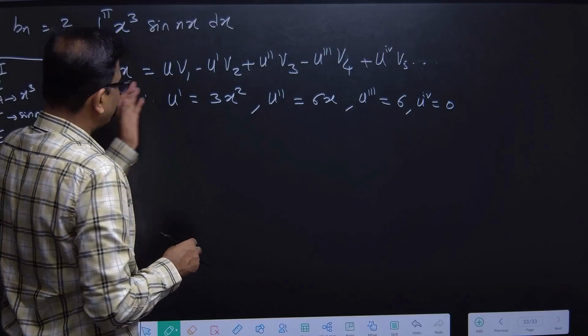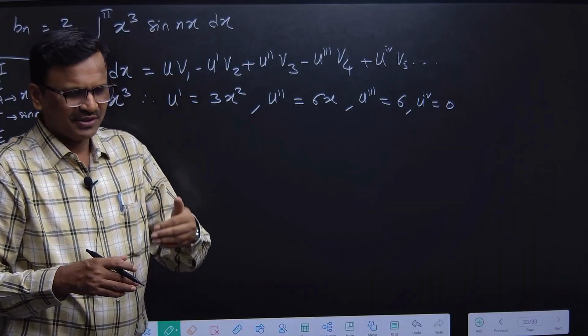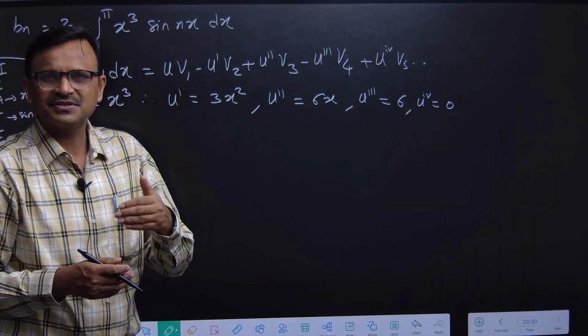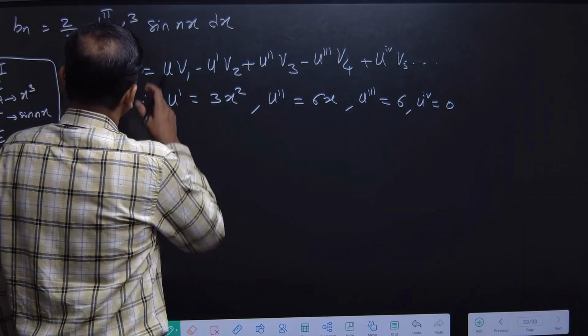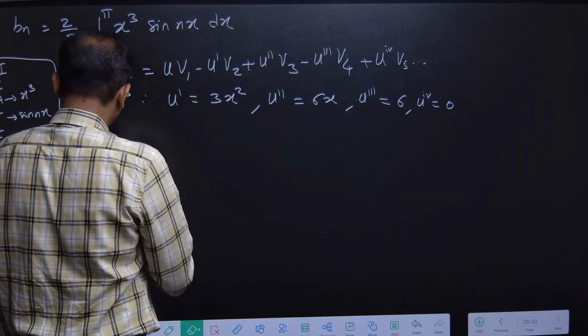Now remember, we can apply this shortcut formula only when u is algebraic, some term like x, x square, x cube, etc., because if you go on differentiating an algebraic term, it becomes 0 afterwards. Now here v is sine of nx.